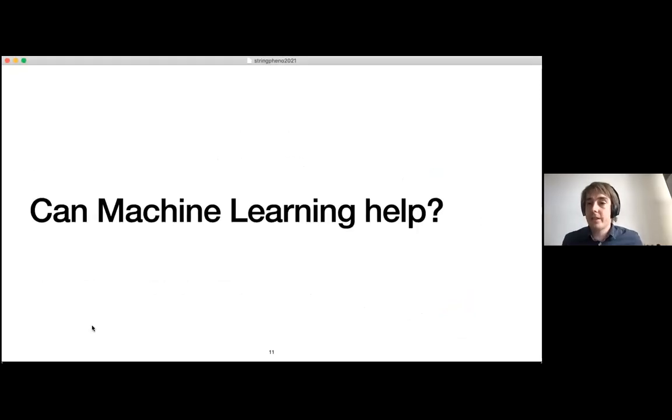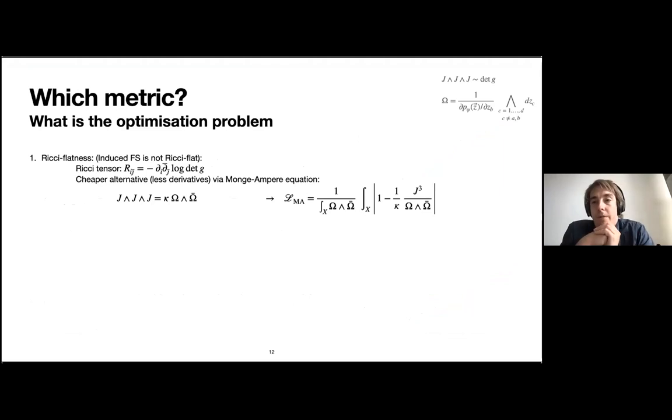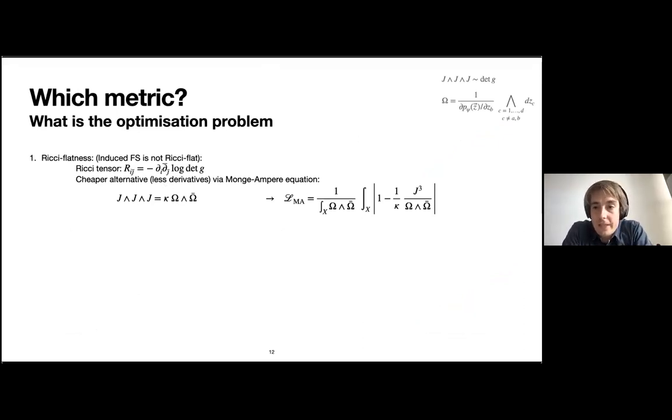So the question is, can machine learning help in this situation? And first of all, you have to make sure that this is a suitable problem for machine learning. In particular, you have to formulate it as the appropriate optimization problem. This has various conditions that you have to satisfy. Obviously, if you're interested in Calabi-Yau metrics, we're interested in Ricci-flat metrics. Naively, you could formulate this by looking at the vanishing of the Ricci tensor. However, this involves a lot of derivatives. So there's a cheaper alternative, which involves fewer derivatives and hence is computationally more effective.